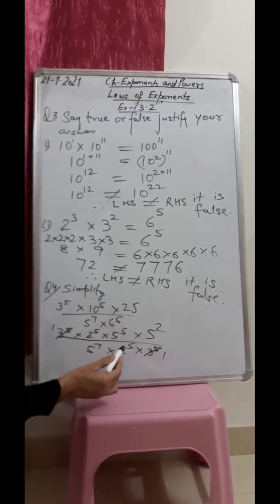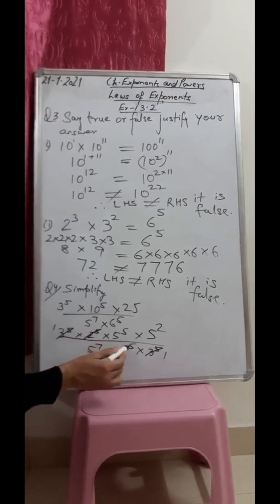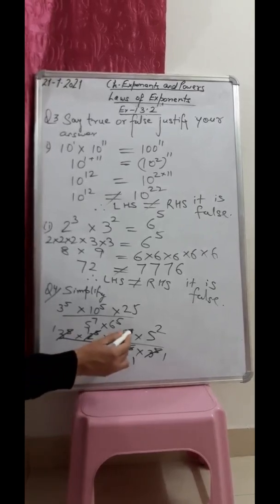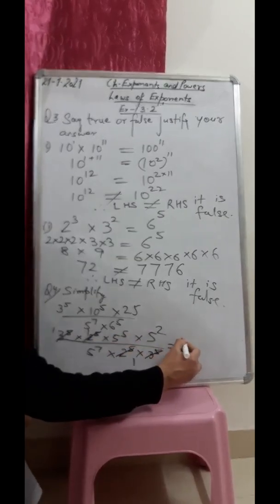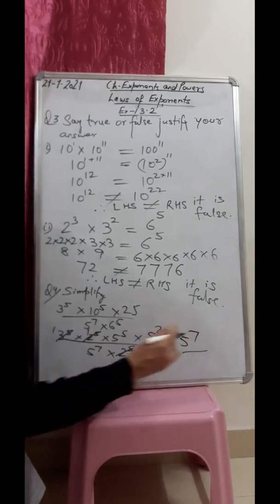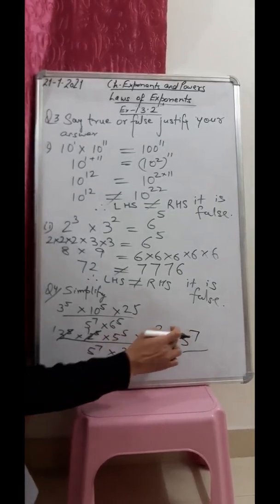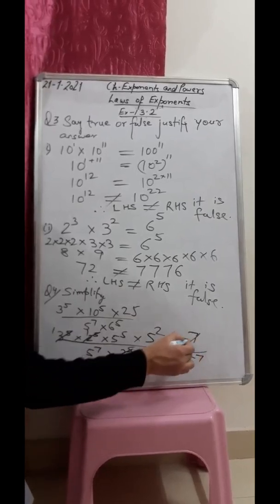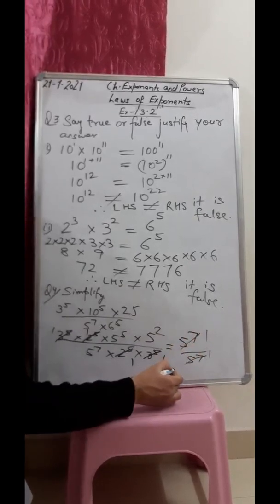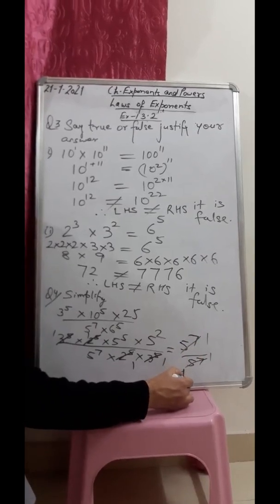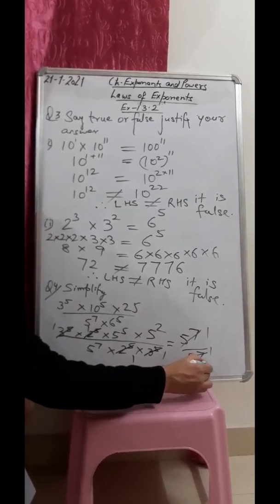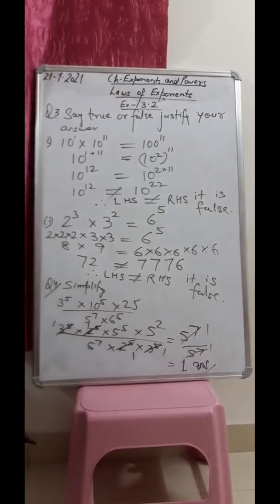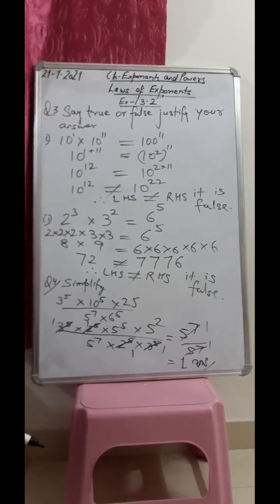Now 2 raised to power 5 and 2 raised to power 5, this we can finish. Here it will come as 1. So 5 raised to power 5 into 5 raised to power 2 gives you 5 raised to power 7, because the base is the same and the powers get added, and the denominator is again 5 raised to power 7. So 5 raised to power 7 and 5 raised to power 7 will get cancelled. So in this the answer will come as 1. So in this way we can simplify and write the answer in simple form.